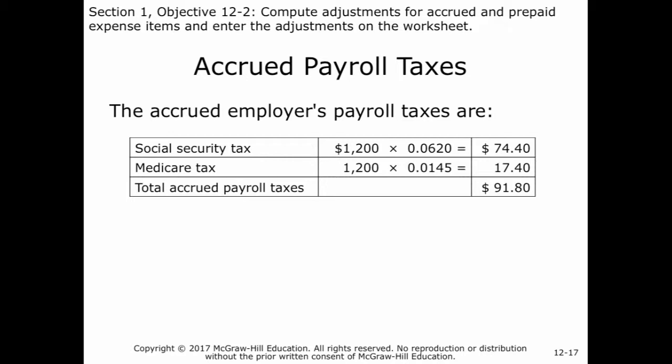So again, based on this example, assuming that there's $1,200 of accrued wages and that all of them are subject to the FICA tax, make sure you go back to the chapters to get a refresher if needed. So the accrual for the payroll taxes would be $74.40 for Social Security tax and $17.40 for Medicare tax. And these are based on the percentage rates, and both of these will be accrued in our adjusting entry.